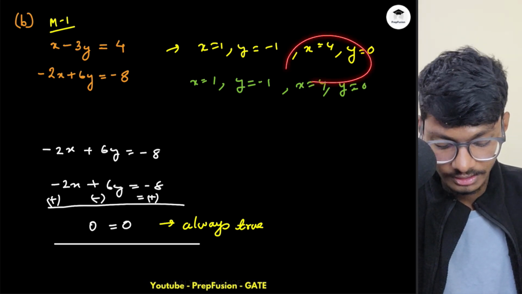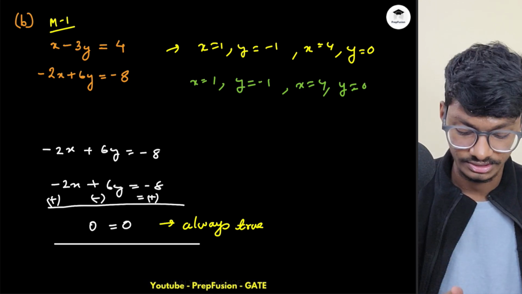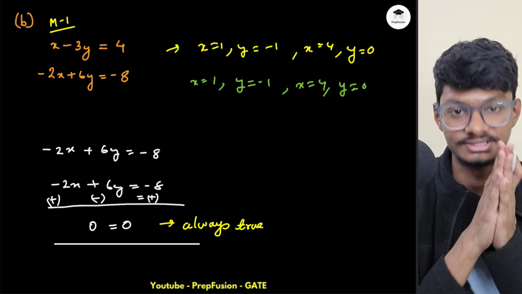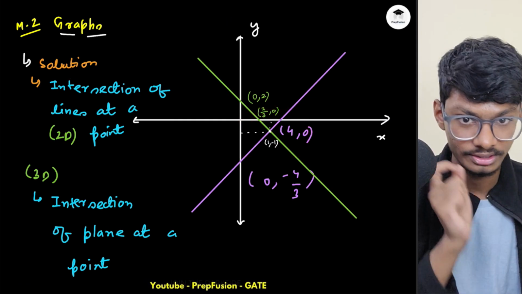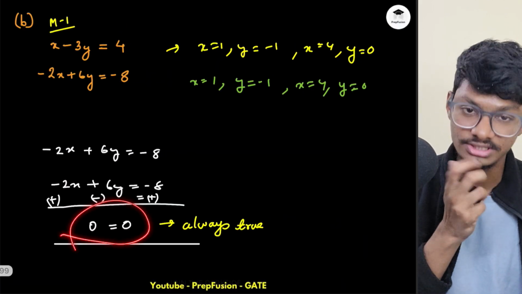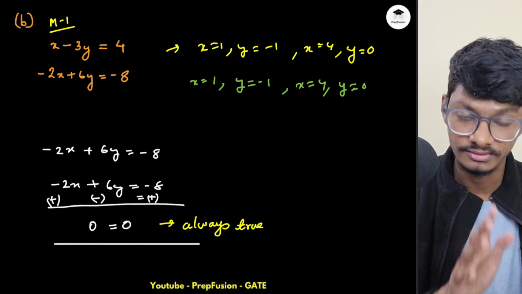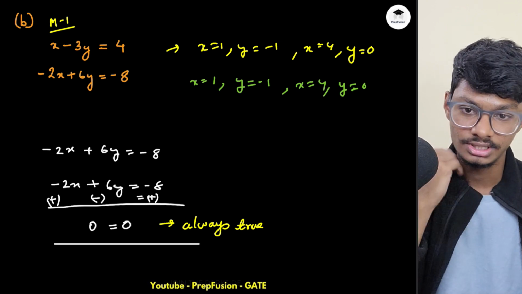So whichever point I take, it doesn't matter. It will always satisfy. What does this mean? This means they are always intersecting. Here, only in a single point they intersected, where both of the equations were satisfied. We get 0 equals 0. That means this is always satisfying. Always true. 0 is always equal to 0. So that means this will always intersect.